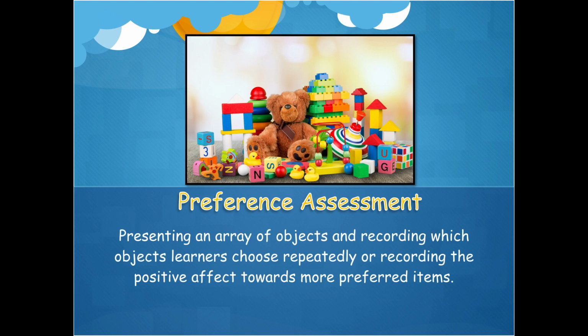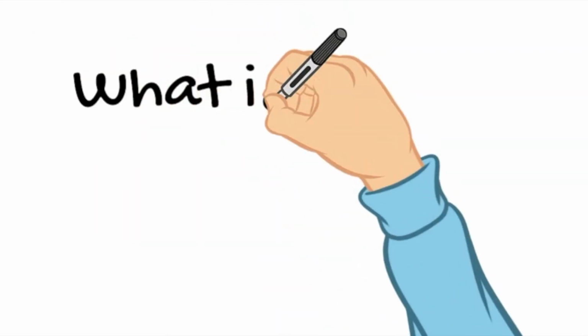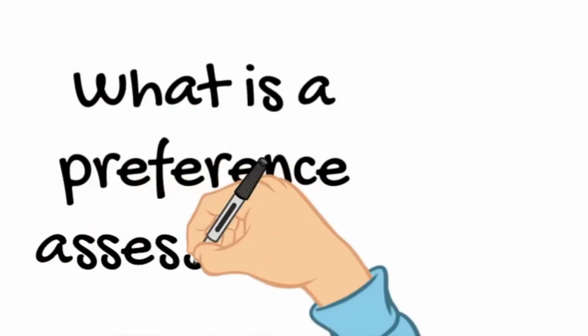So what is a preference assessment? It's simply presenting an array of objects and recording which objects the learner chooses repeatedly or what they show a positive affect towards. What is a preference assessment?